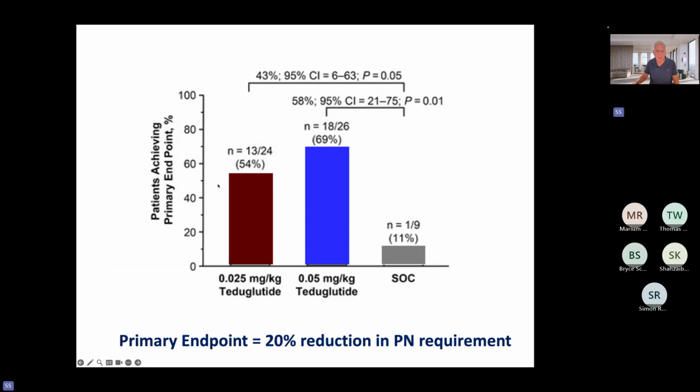If we look at the primary endpoint, which was a 20% reduction in parenteral nutrition requirement, these were the patients given standard of care. Only 11% reduced their parenteral nutrition requirement by 20%. Those given the 0.025 milligrams per kilogram dose achieved a 20% reduction in parenteral nutrition requirement by 54%, and that was bumped up to 69% when the dose of teduglutide was increased.